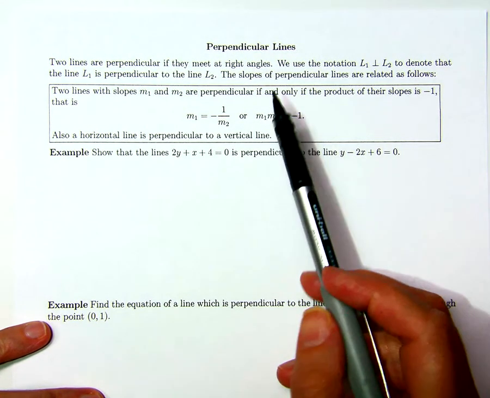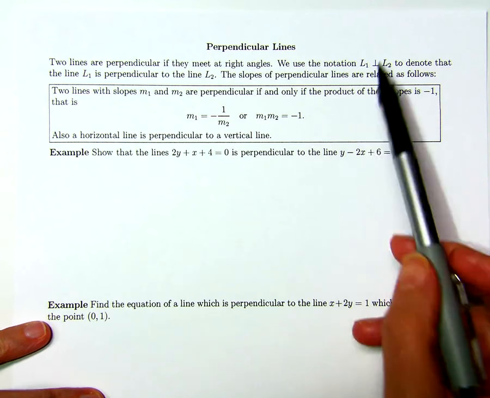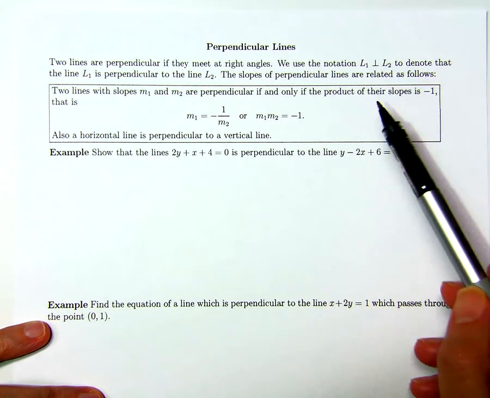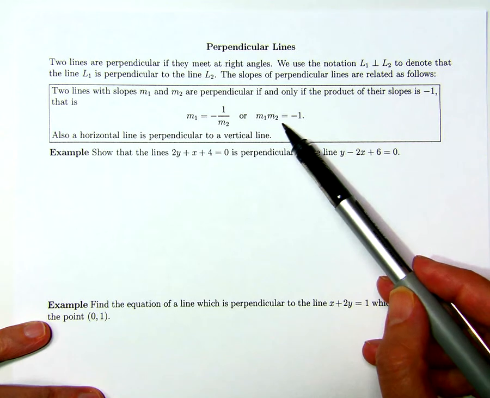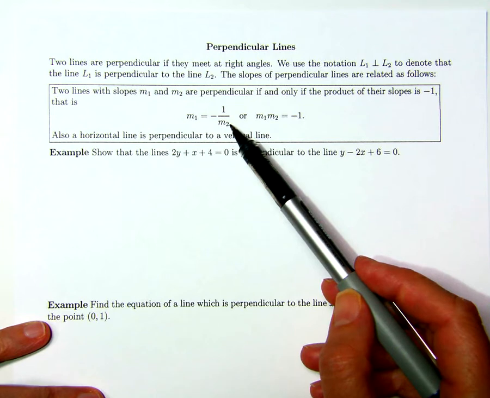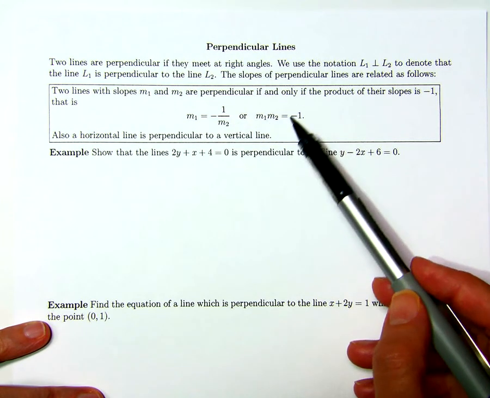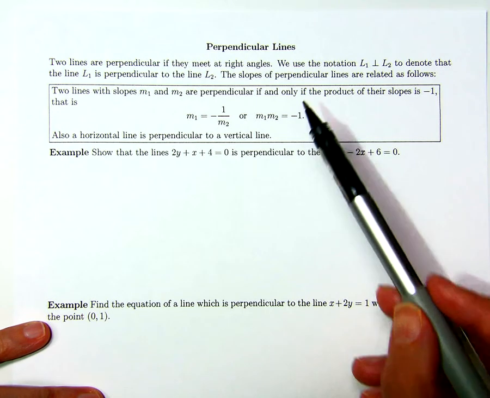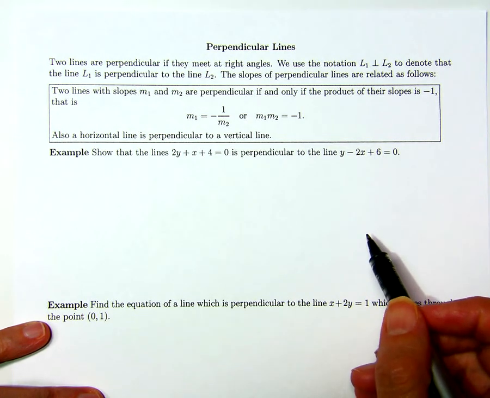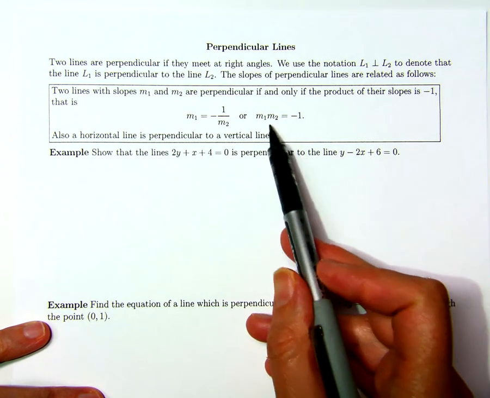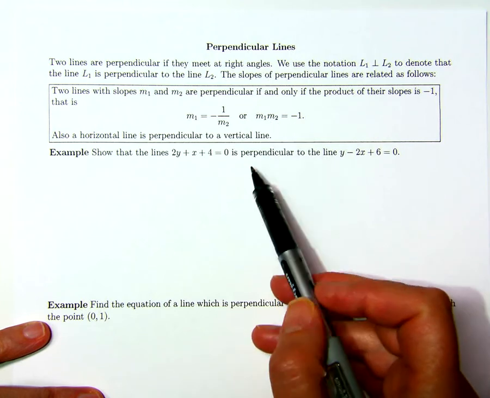Two lines are perpendicular if they meet at right angles, and we use this notation to indicate that the lines L1 and L2 are perpendicular. If two lines are perpendicular, then the product of their slopes is -1, or m1 equals -1 over m2, and vice versa. If I have two lines where the product of the slopes is -1, then I can conclude that the lines are perpendicular. Suppose I want to show that two lines are perpendicular, then all I have to do is show that the product of the slopes is -1.